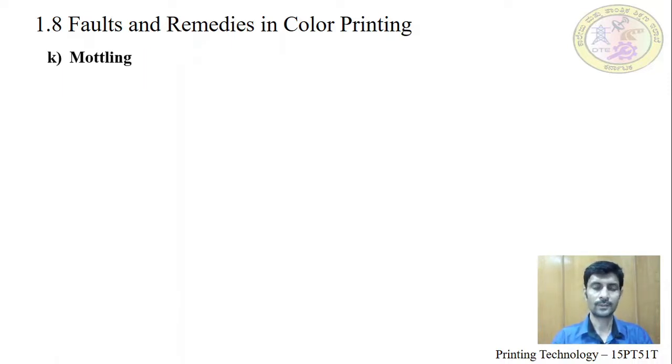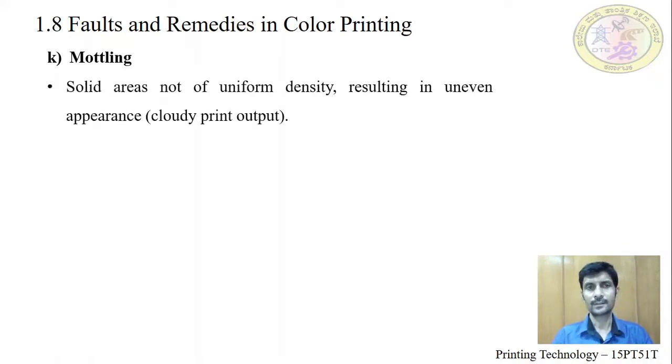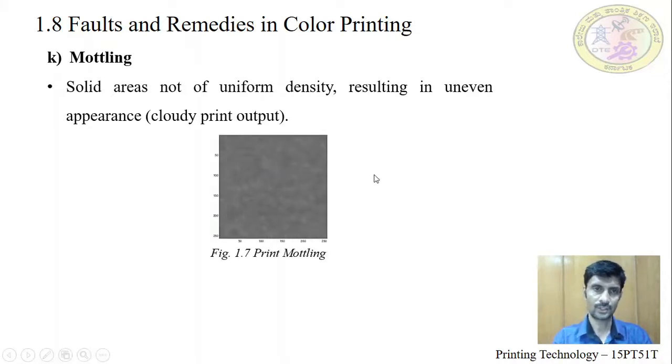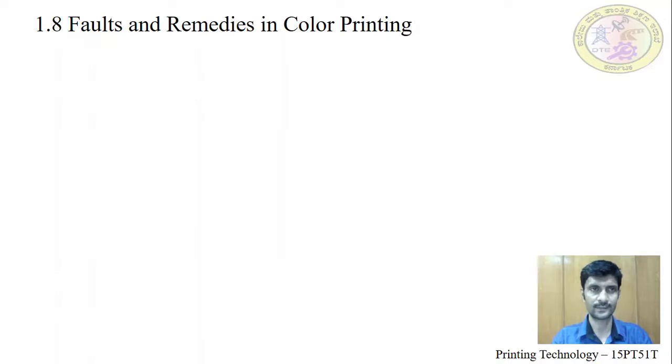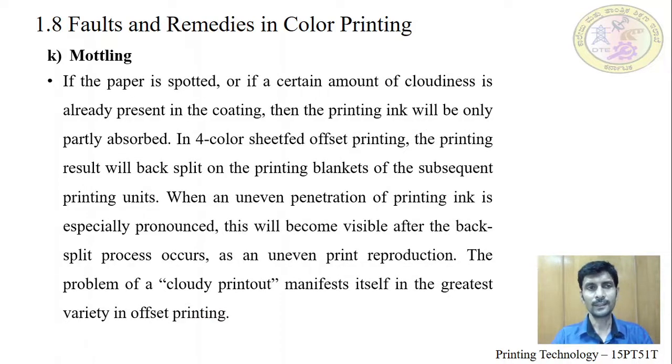Next is mottling. One of the most important problems occurring in a multicolor printing process of sheet fed offset, not in web offset. Solid areas are not of uniform density, resulting in an uneven appearance, a cloudy printed output. This is the image. So this is how it will occur, where not a completely 100% solid is printed. This problem originates in a paper that is partially uneven, and the resulting uneven absorption and backsplit characteristics. The mottling is spotted on the paper after the printing process.